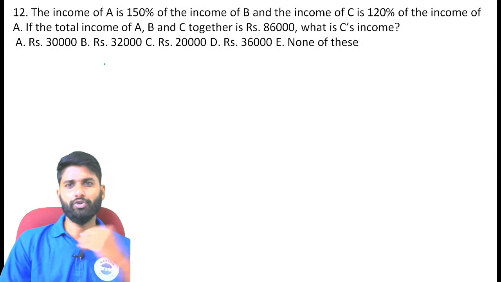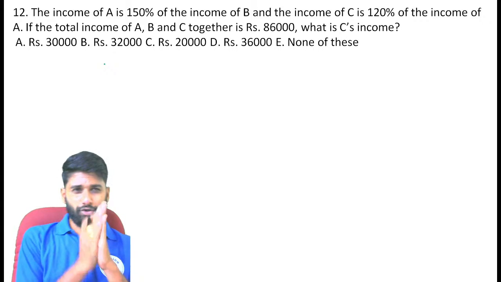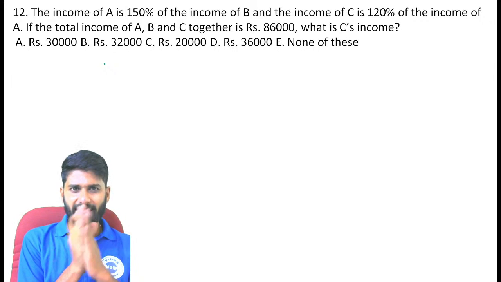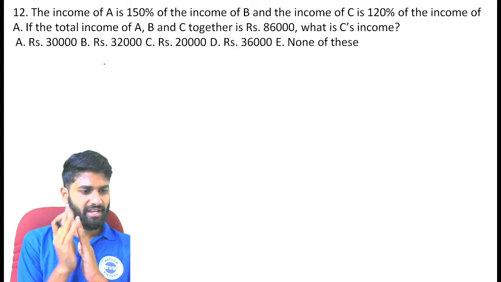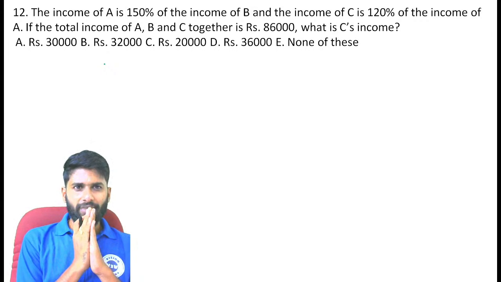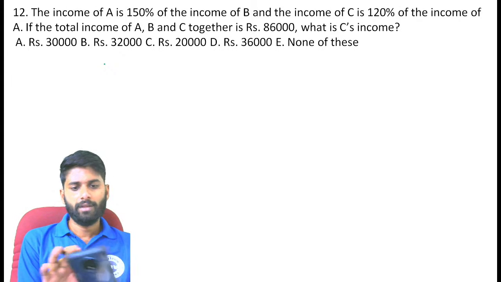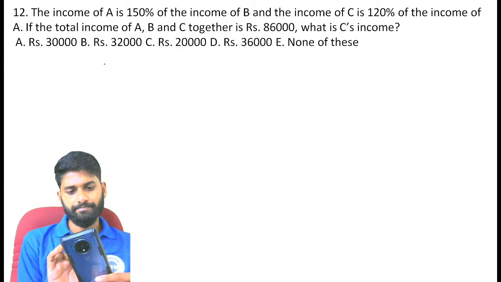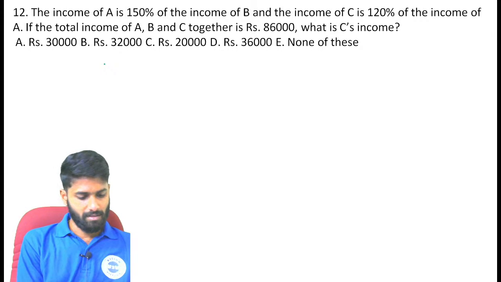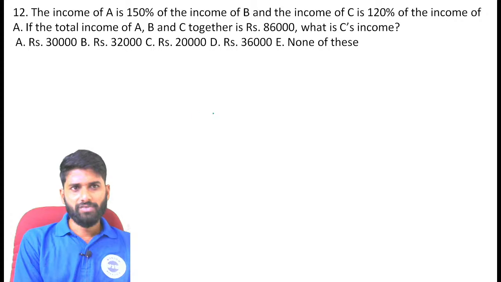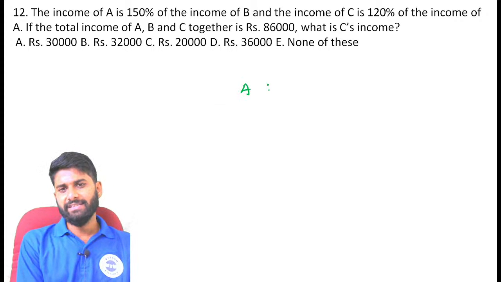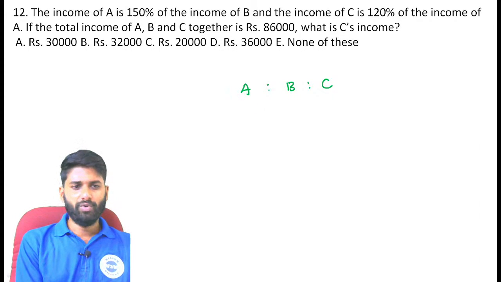That's question number 1. Here is question number 2. See the question. The income of A is 150% of the income of B. And the income of C is 120% of the income of A. So there is a comparison for A, B, C. Now, if the total income of A, B, C together is 86,000, what is C's income? What is C's income? Now see, there is a comparison of A is to B is to C.